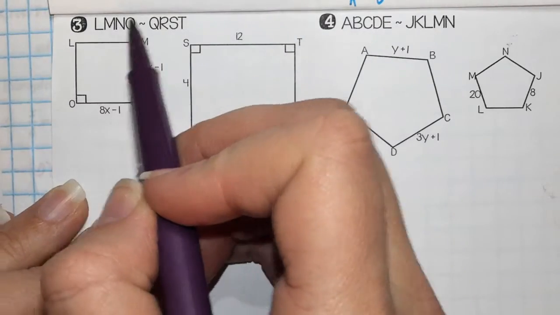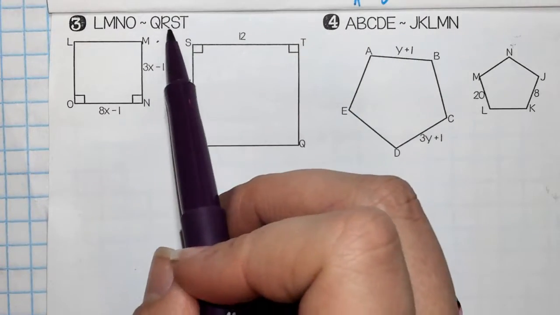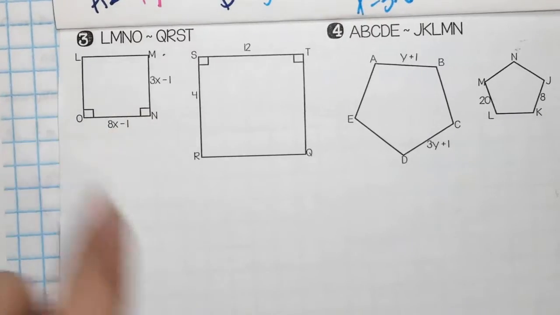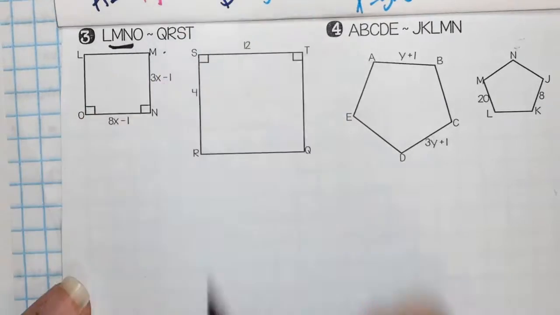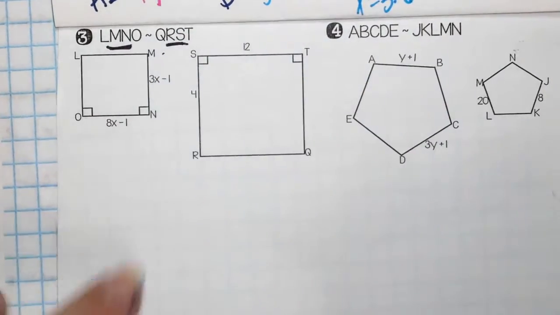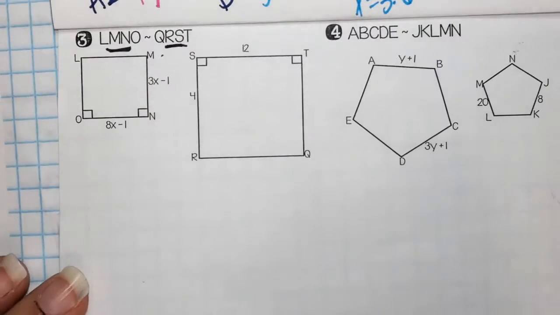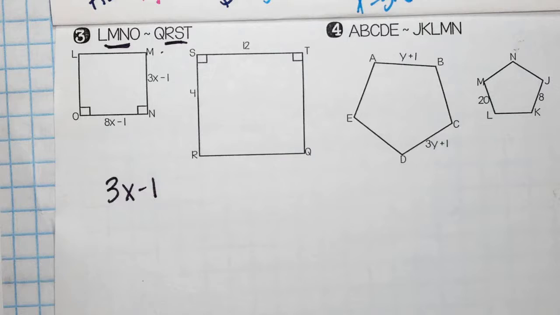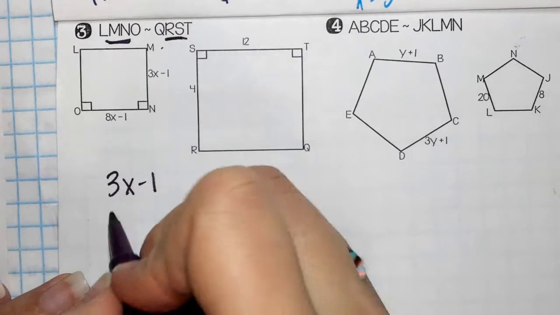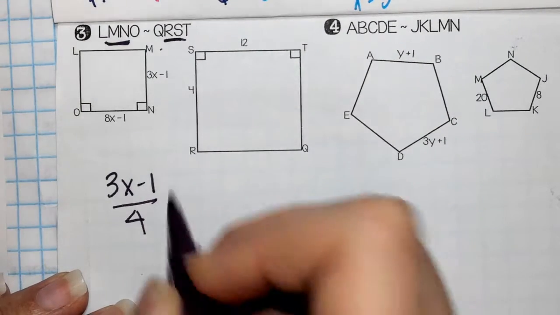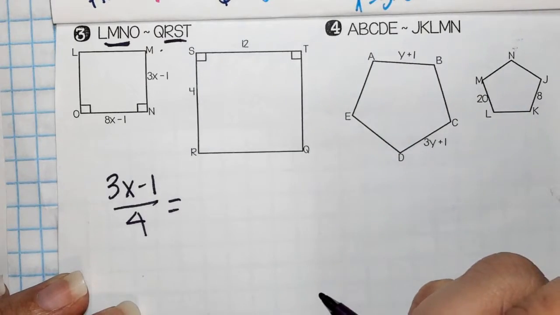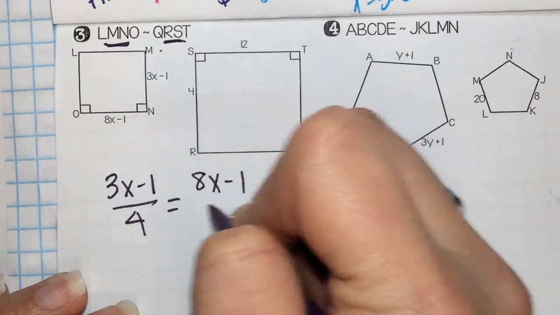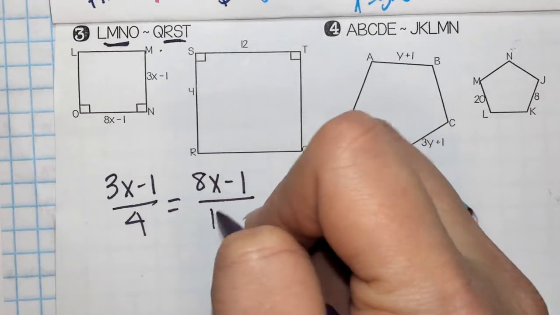Number 3, LMNO is similar to QRST. All right, now we're looking for MN and ON. So what side corresponds with MN? RS. And what is the length of RS? 4. So we're going to do 3x minus 1. And are we going to set it equal to 4 or make a proportion? Make a proportion every single time. That's why we wrote it at the top. Equals. All right, what matches up with ON? TS. So 8x minus 1 divided by 12.